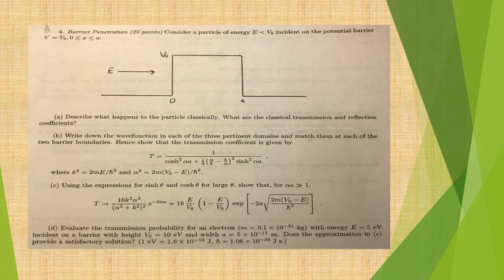Here mass m is equal to 9.1 into 10 power minus 31 kg and energy E is equal to 5 electron volt incident on the barrier with the height V equal to 10 electron volt. Here 1 electron volt is equal to 1.6 into 10 power minus 19 joule. H cross will be 1.06 into 10 power minus 34 joule second.